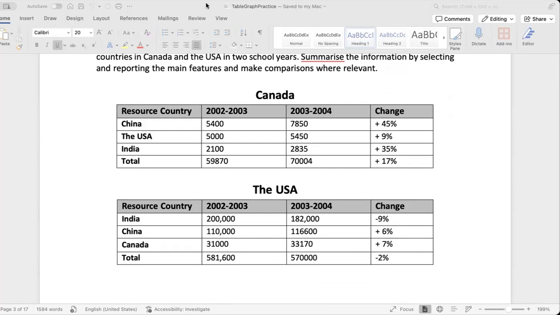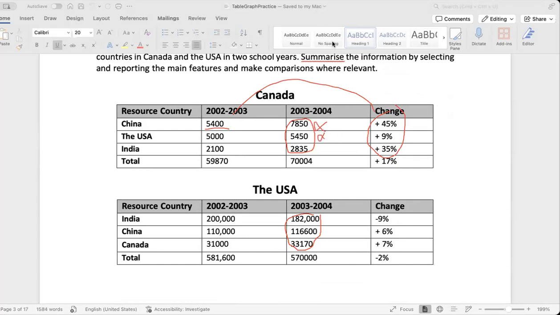So basically, my point is, I don't give the second year data here. I don't feel like giving the second year data here, so I avoid the data. And I just give by how much it increased. So I'll say in the first year it was 5400 and it increased by 45%. So I skip giving the second year data here because I think it's redundant.